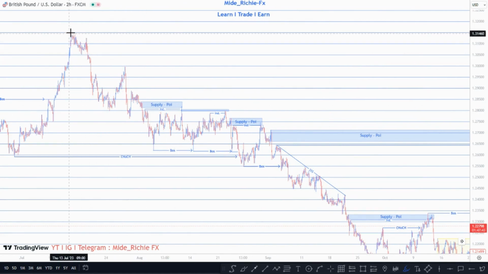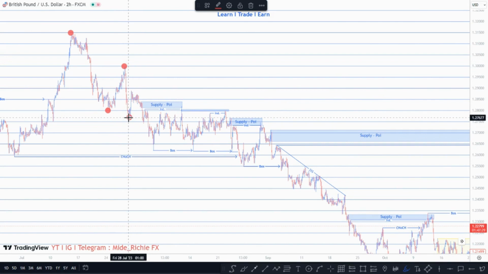Now you can see we had a high right here, we had a low. We had another high right here, we had another low. So this high is very much lower than this high, so this one is called a lower high, while this other low that has been created is called another low, which is actually a lower low.